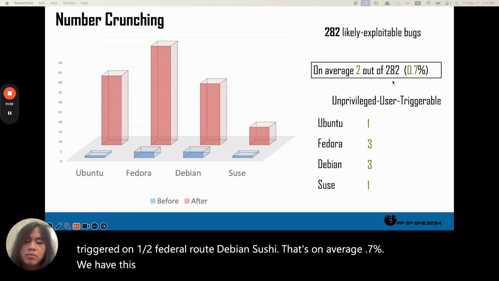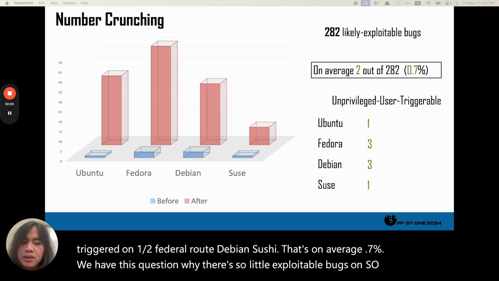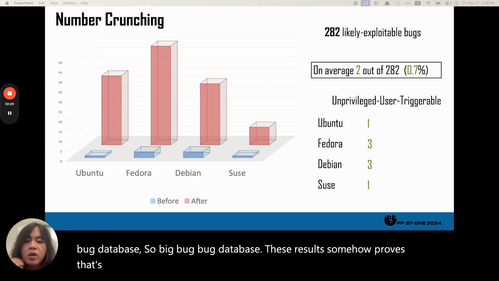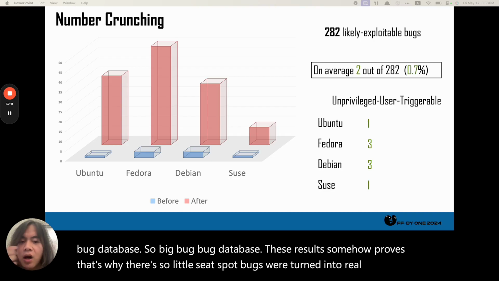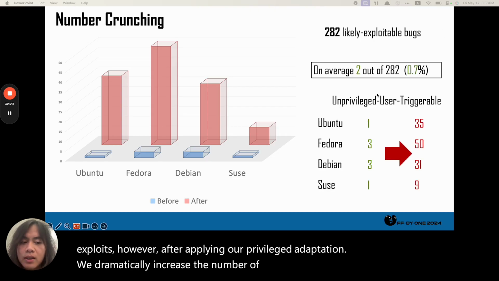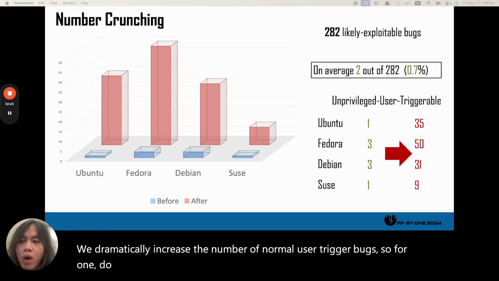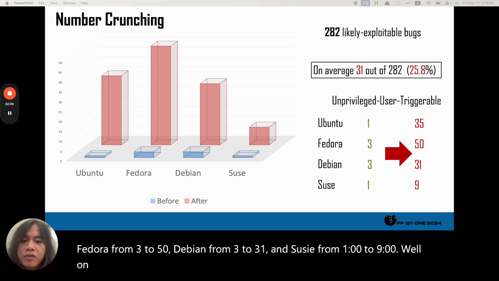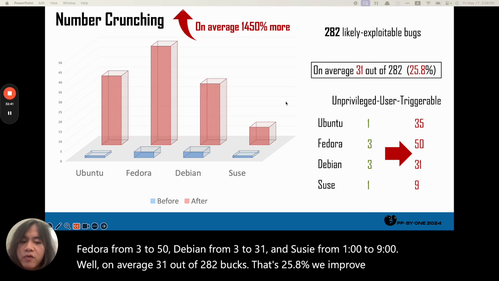Well, we have this question: why are there so few exploitable bugs in such a big bug database? This result somehow explains why so few Syzbot bugs were turned into real-world exploits. However, after applying our privilege adaptation, we dramatically increased the number of normal-user triggerable bugs. For Ubuntu, we increased the number from 1 to 35, Fedora from 3 to 50, Debian from 3 to 31, and SUSE from 1 to 9. On average, 31 out of 282 bugs, that's 25.8%. We improved the results by 14 times.